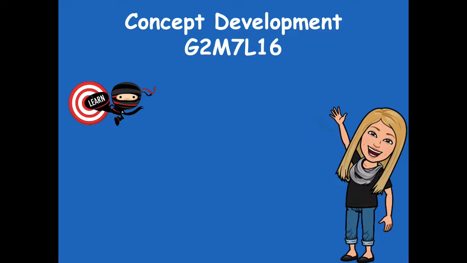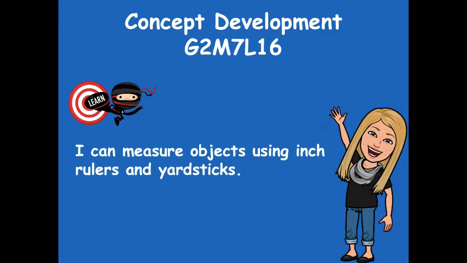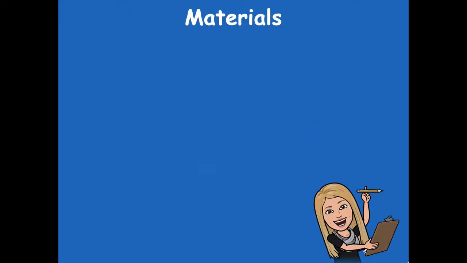For our lesson today, we're going to continue measuring objects. So our learning goal says I can measure objects using inch rulers and yardsticks. The materials that you'll need for this lesson are your inch ruler that we made from the previous lesson.